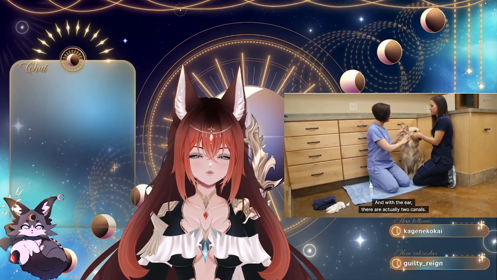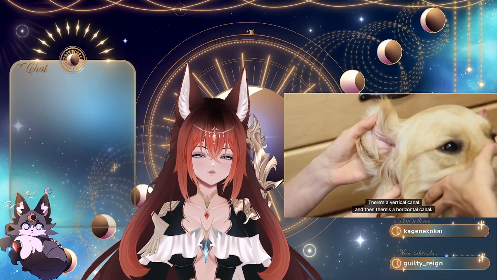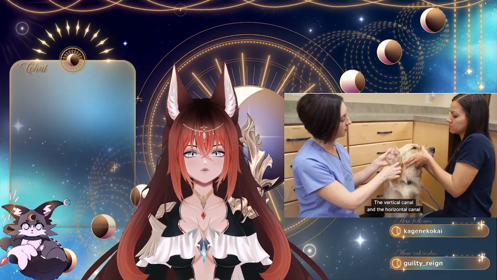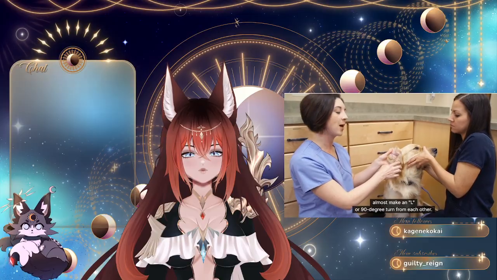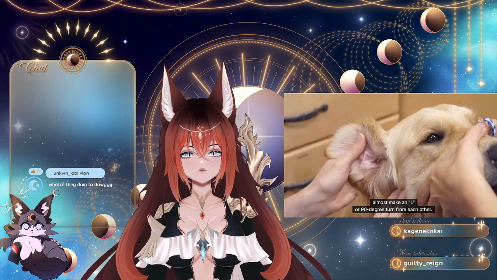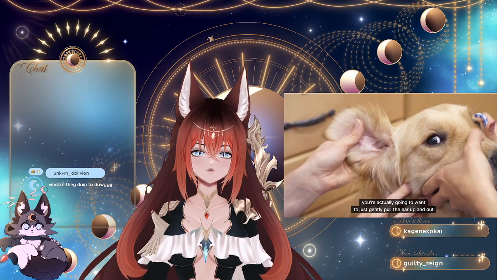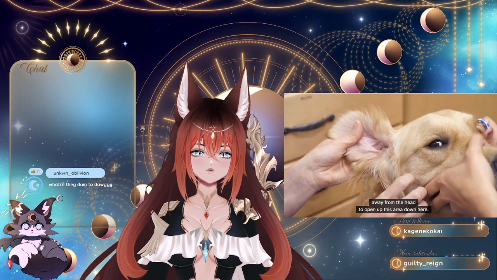And with the ear, there's actually 2 canals. There's a vertical canal and then there's a horizontal canal. The vertical canal and the horizontal canal almost make an L or a 90-degree turn from each other. So as you're cleaning the ear, you're actually going to want to just gently pull the ear up and out away from the head to open up this area down here.